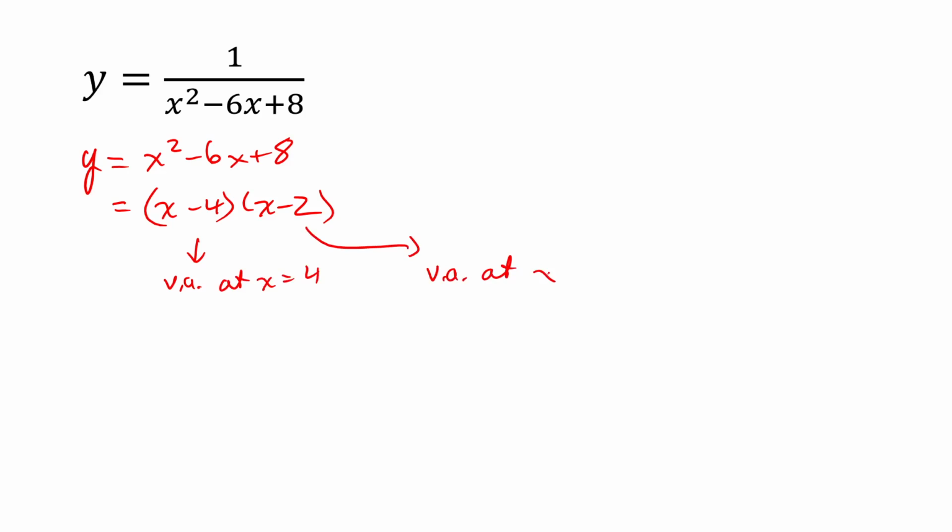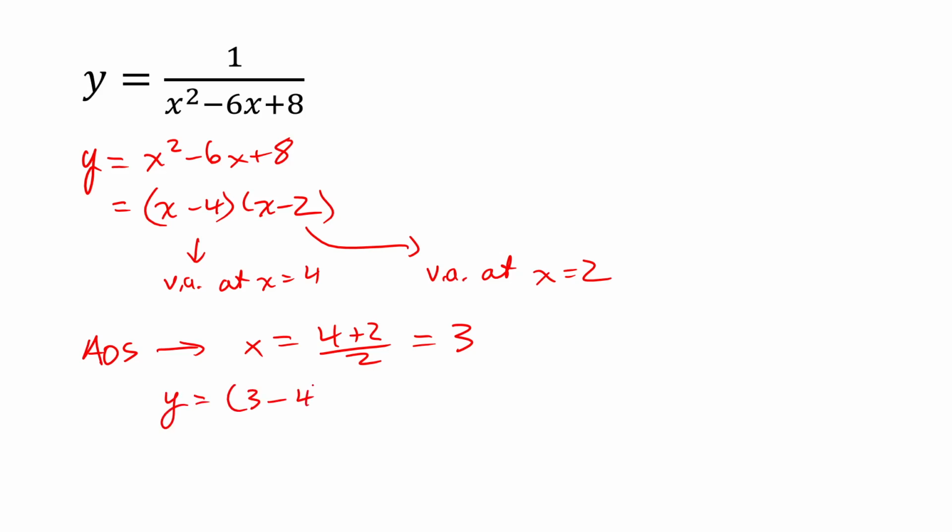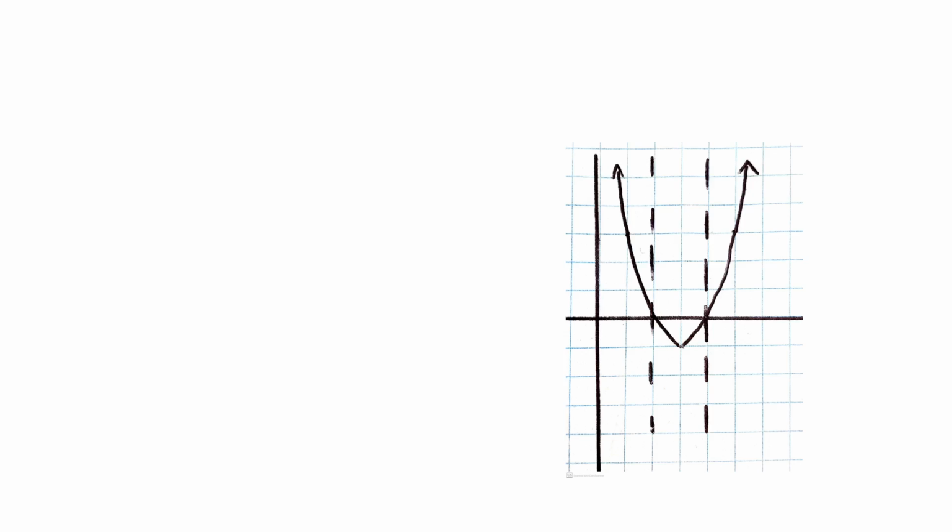Also, we can see that our axis of symmetry is going to be halfway in between those numbers. So we can add them and divide by 2 and we get 3. Determining the y value, plugging in 3 to our expression for y, we get -1. So we have a vertex at (3, -1), and vertical asymptotes at 4 and 2, and we get a curve that looks like that.